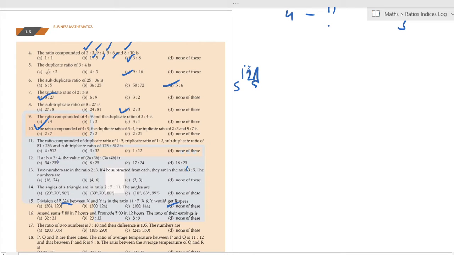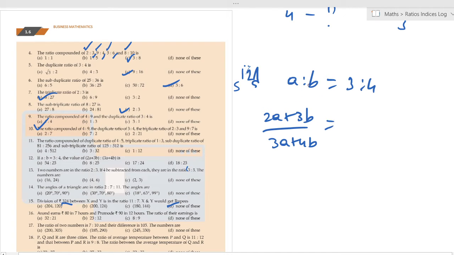12th answer. If A is to B equals 3 is to 4, what is (2A + 3B) divided by (3A + 4B)? Students, please remember, for questions like this you just have to substitute A and B in the question. The value of A you substitute with 3, and the value of B you substitute with 4. Okay.